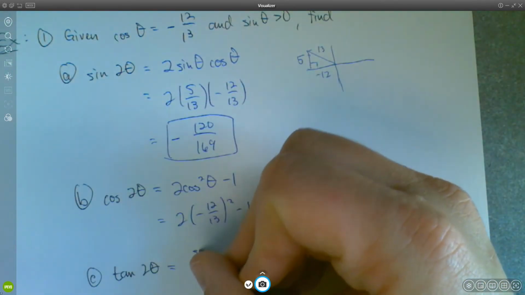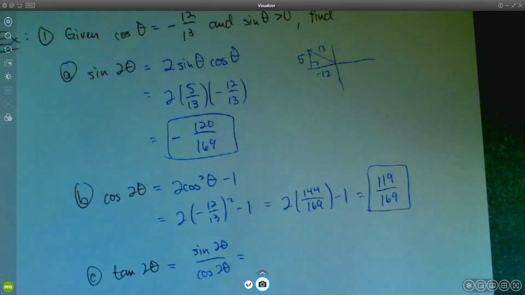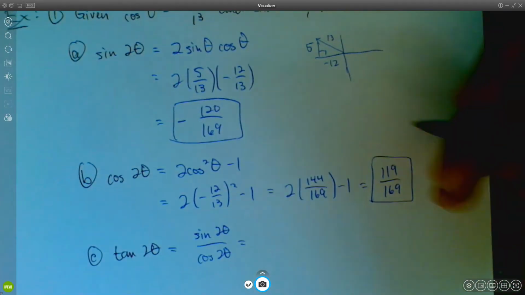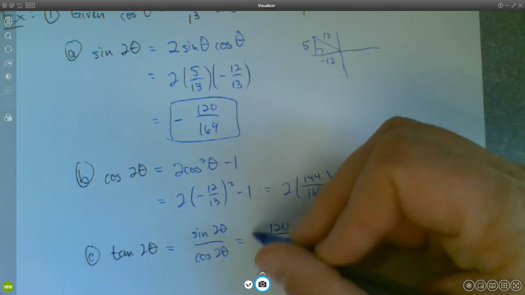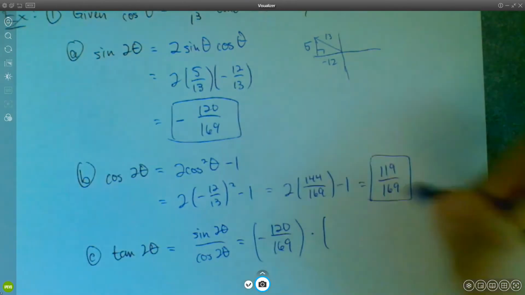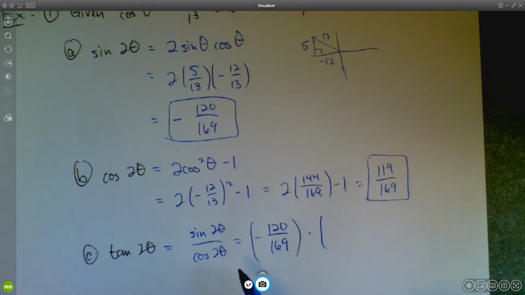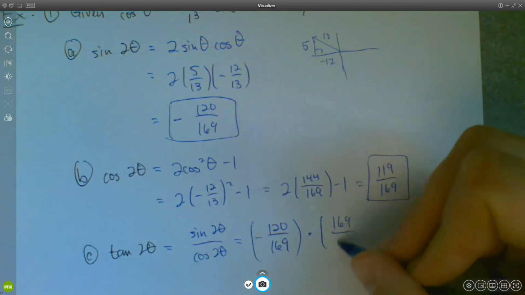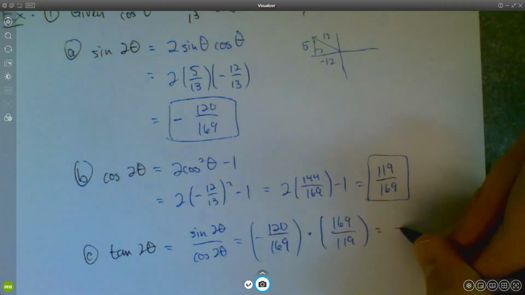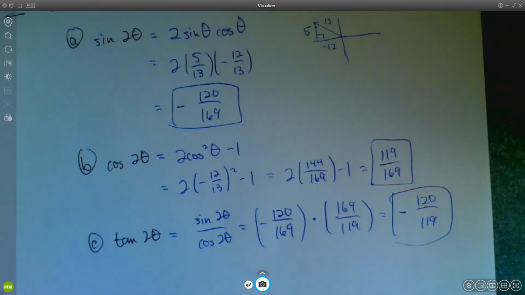I know that tangent 2 theta is sine 2 theta over cosine 2 theta, and I've already found those values in parts A and B. Cosine 2 theta is 119 over 169, but I'm going to flip and multiply. Instead of dividing, I'm just going to go ahead and flip and multiply. And there you go. And that's that. Okay, so that's that first set of examples.